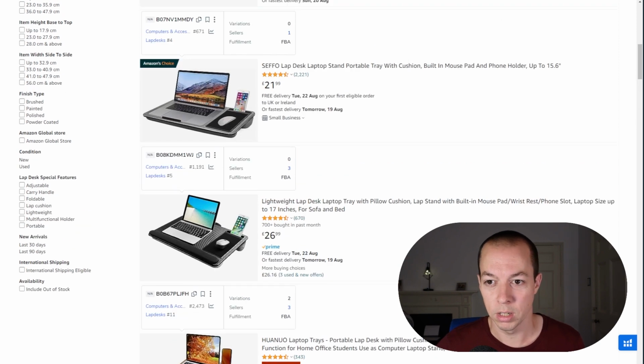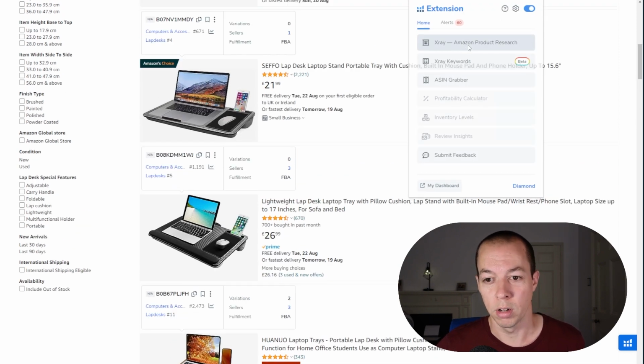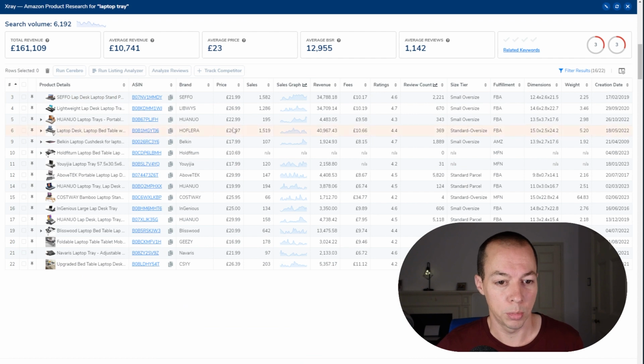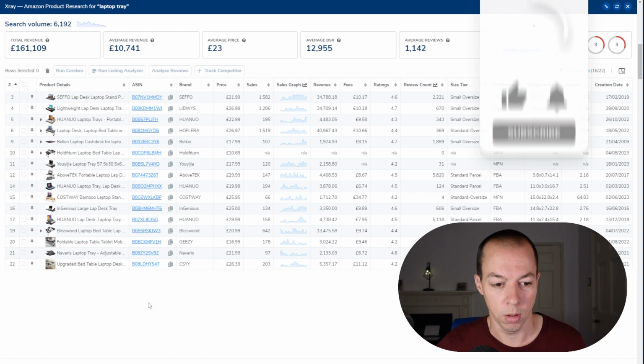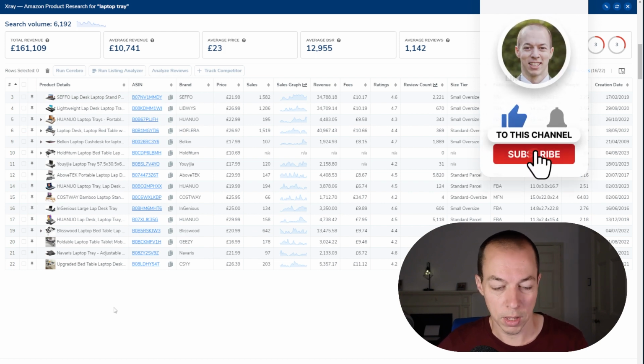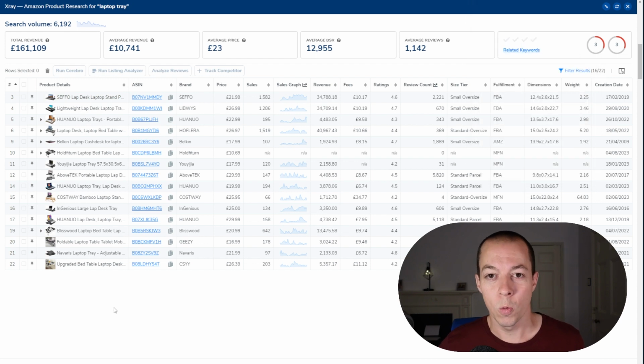Now the rest of these we can do pretty much from one screen. So let's bring X-ray back up for laptop tray. Like I said at the start of the video, I quite like this niche, so it's a good example to run through. So the mistakes you need to be aware of. This mistake, I find it baffling that so many people overlook this, and this is seasonality. So many people send me products on a daily basis that are obviously seasonal.